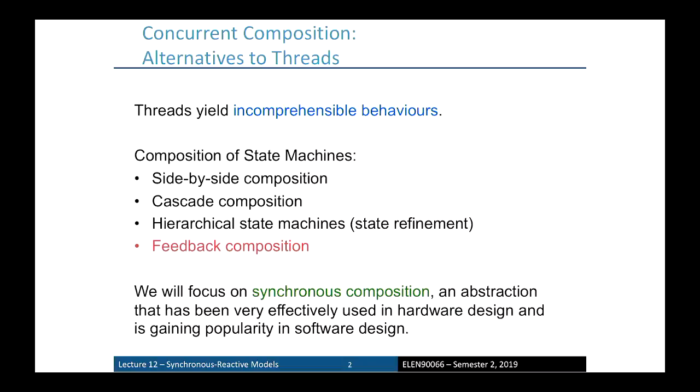Today what we're going to focus on is feedback composition. We've already seen side-by-side composition with state machines, cascade composition, and state refinement. That is, being able to have an OR model of a state machine where if you're in, say, state B, you're either in C or D. That's called state refinement, a hierarchical state machine. But today we are going to focus on synchronous composition, in particular for feedback.